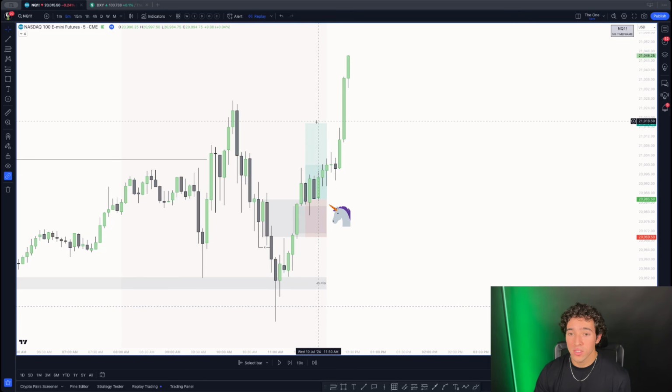So this was that unicorn setup. We had our draw on liquidity. We had our 4-hour PD array, 4-hour fair value gap. We had our entry function occur within a kill zone, and we simply target 2R.